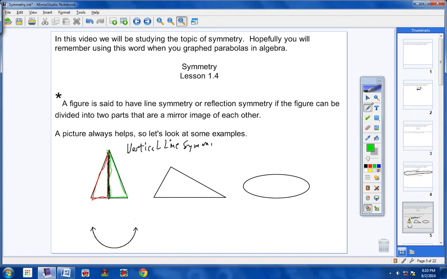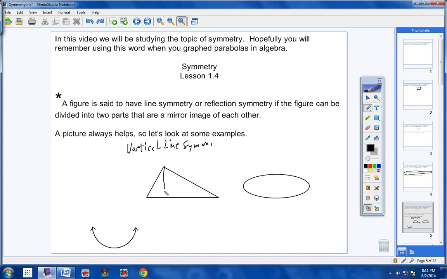Now, when I take a look at this figure right over here, and let me quickly get rid of this one so we have more space, go ahead and copy this triangle in your notes if you would, please. Now, I don't care where you draw a line on this triangle. There is no line you can draw anywhere that if you fold the triangle on that line, it will fall directly on top of the other side of the triangle. It's just not going to happen.